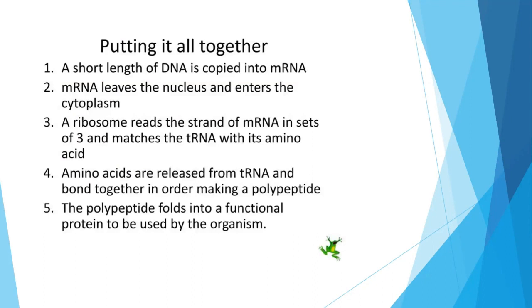Putting it all together, a short length of DNA is copied into mRNA. The mRNA leaves the nucleus and enters the cytoplasm. A ribosome reads the strand of mRNA in sets of three and matches the tRNA with its amino acid. The amino acids are released from tRNA and bound together in order, making a polypeptide. The polypeptide folds into a functional protein to be used by the organism.